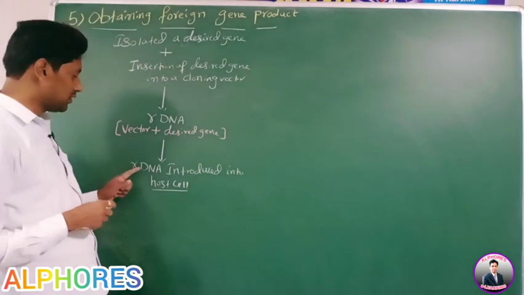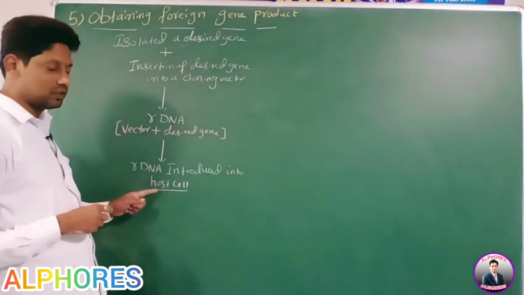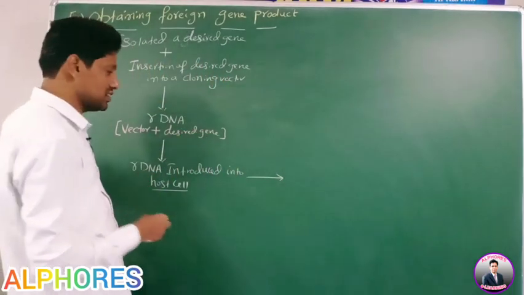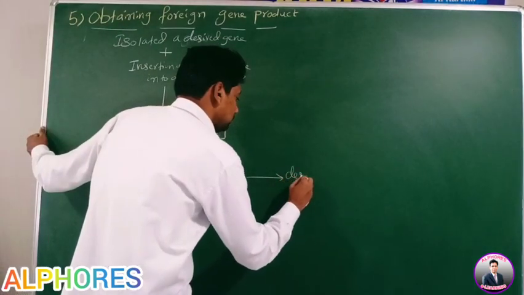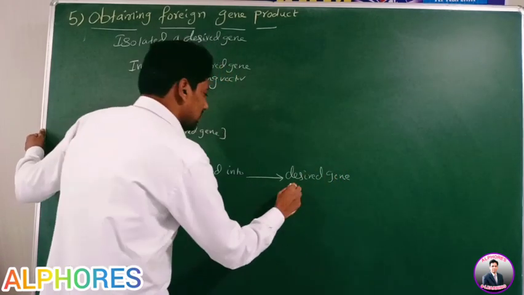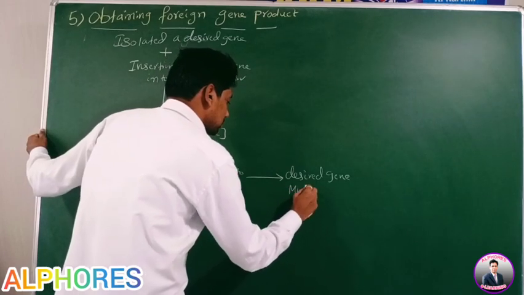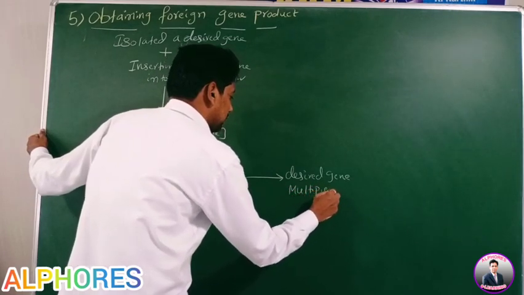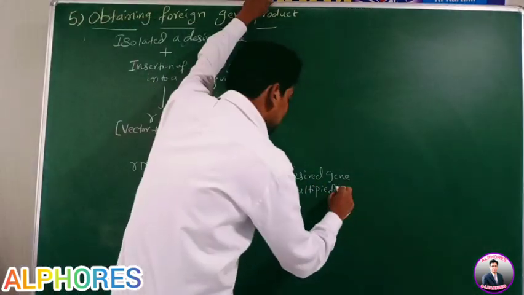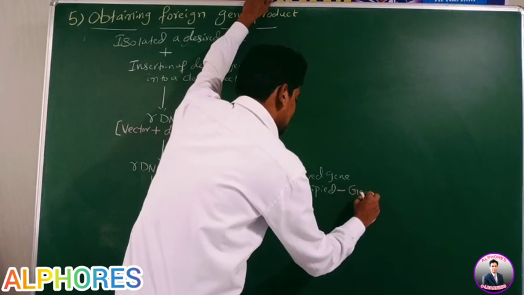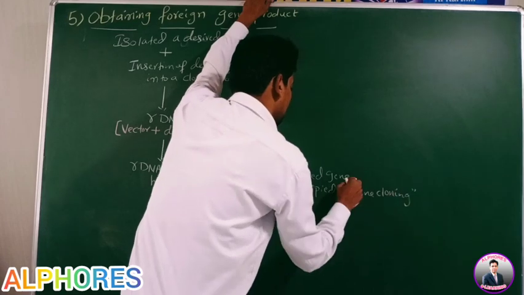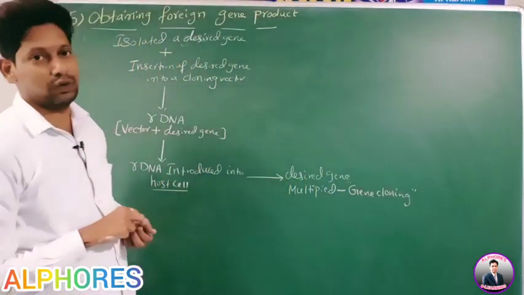Is it okay? Therefore, once rDNA is introduced into the host cell, what happens, sir? The desired gene has multiplied. This multiplication of desired gene we are calling as what, sir? Gene cloning. We are calling this process gene cloning.